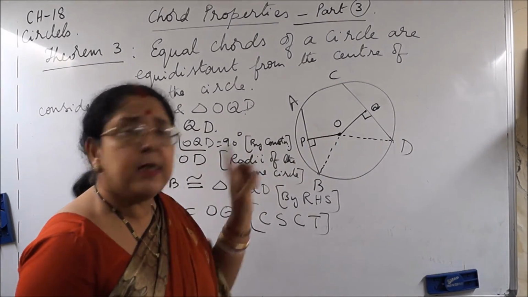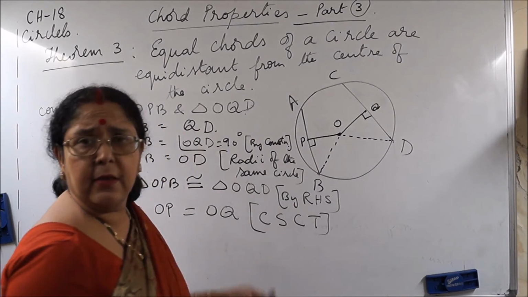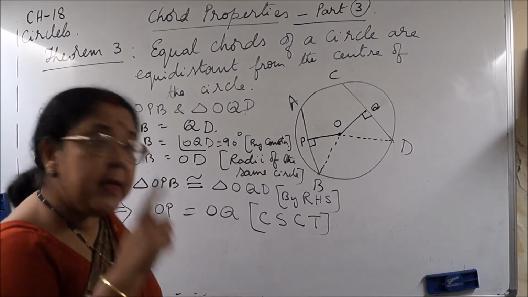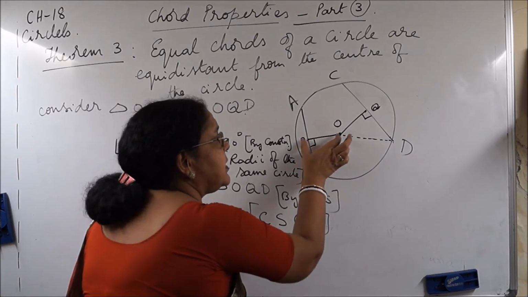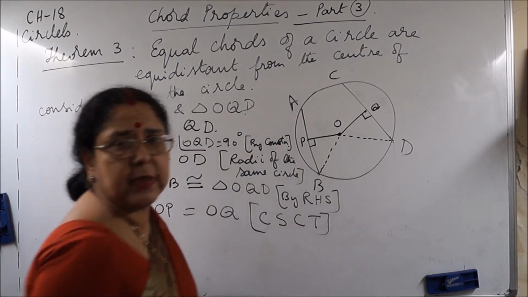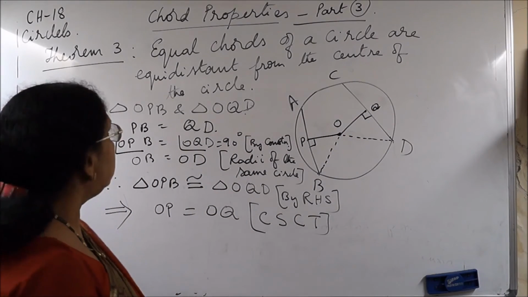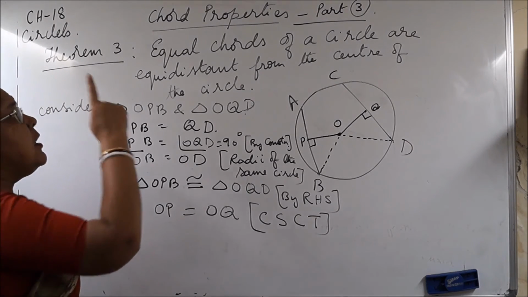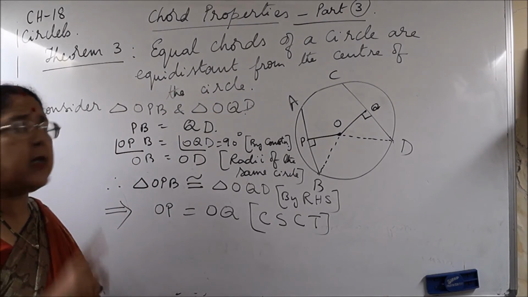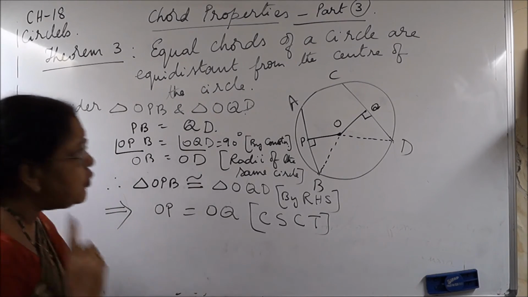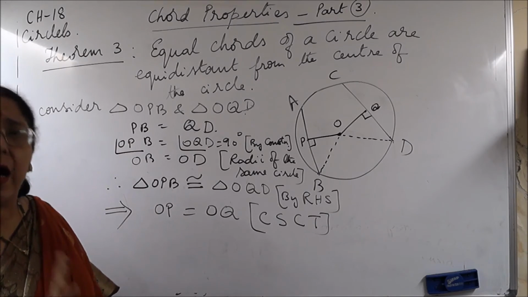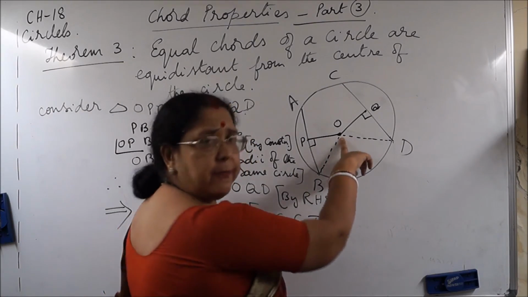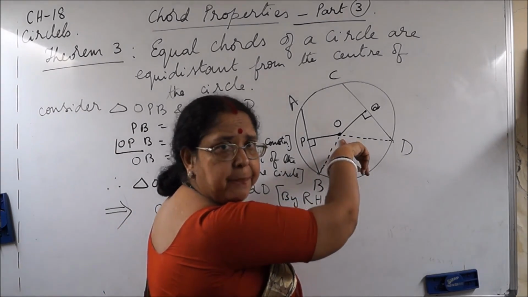So equidistant means the perpendicular distance, not any line drawn from the center, not any inclined line, they will not be equal. Equidistant means the perpendicular distance of each of the chords from the center of the circle will be equal. So now I hope it is clear. Let me revise once again what we have learnt. Equal chords of a circle are equidistant from the center of the circle. So if you know the two chords in a circle are equal, then you can conclude that they are equidistant from the center O of the circle. Is it clear, children?